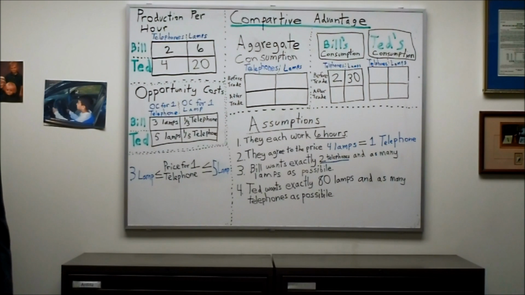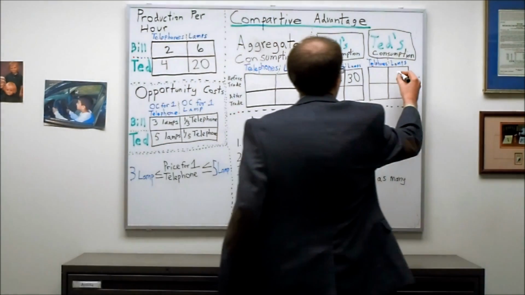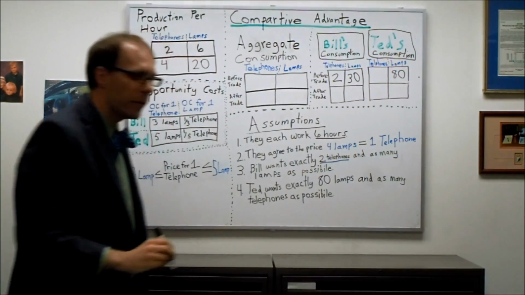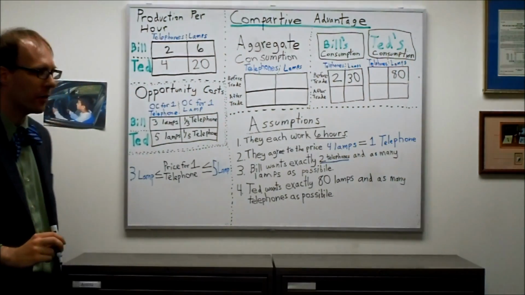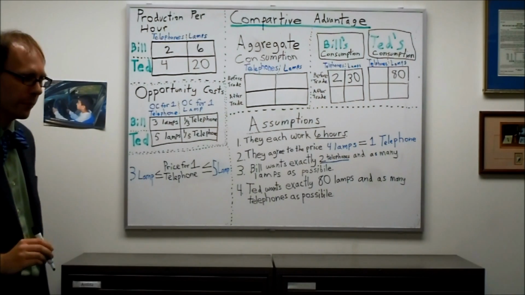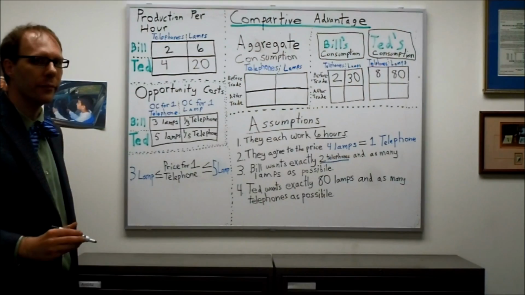Ted wants exactly 80 lamps. Ted can make 20 lamps an hour. It takes him 4 hours to make 80 lamps. That leaves Ted with 2 hours to make telephones. He can make 4 telephones an hour. So 2 times 4 will give him 8 telephones.